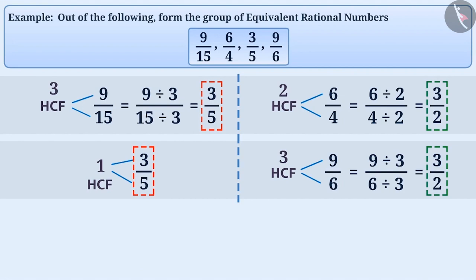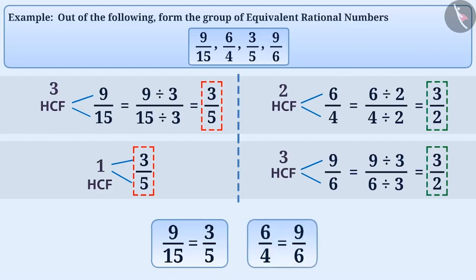By observing the simplest forms, we can say that 9 by 15 is equal to 3 by 5 and 6 by 4 is equal to 9 by 6. Therefore, one of the two groups of equivalent rational numbers among the given numbers is 9 by 15 and 3 by 5. And the second group is 6 by 4 and 9 by 6.